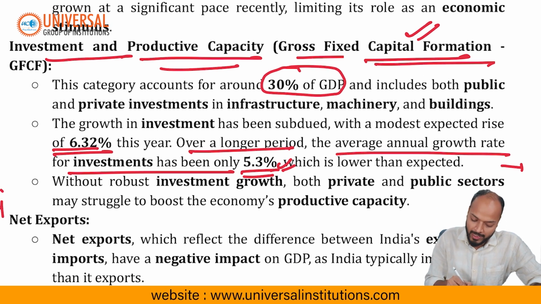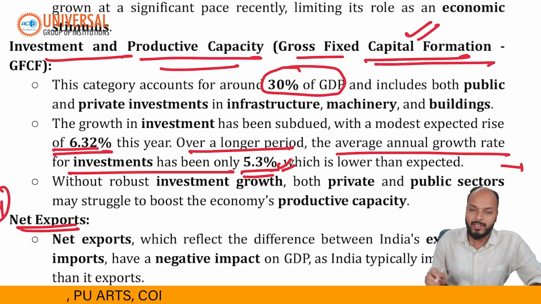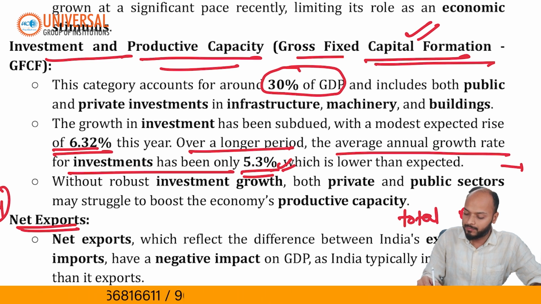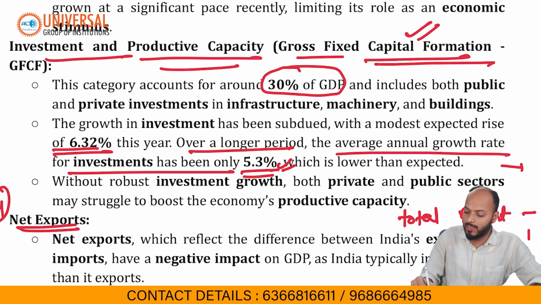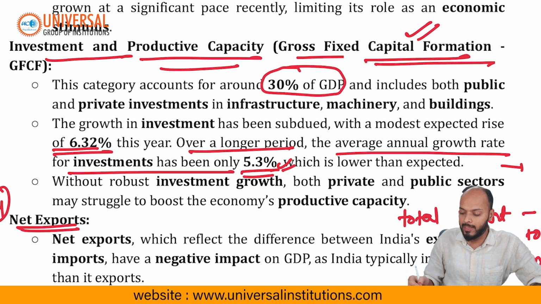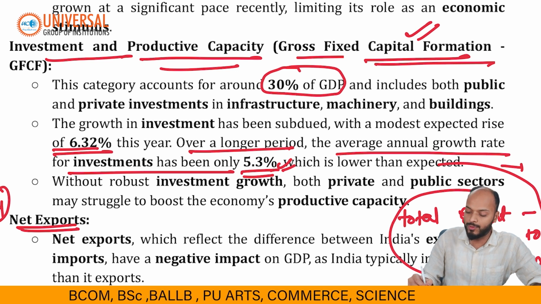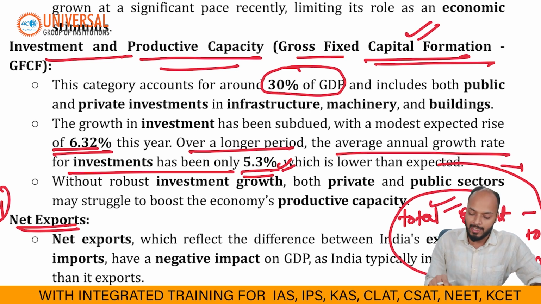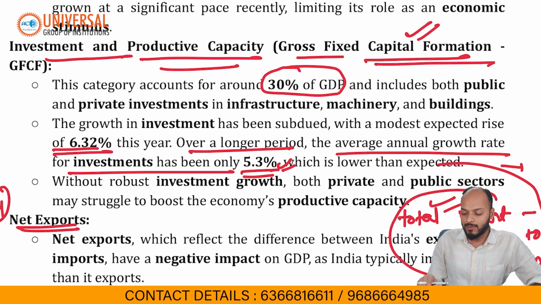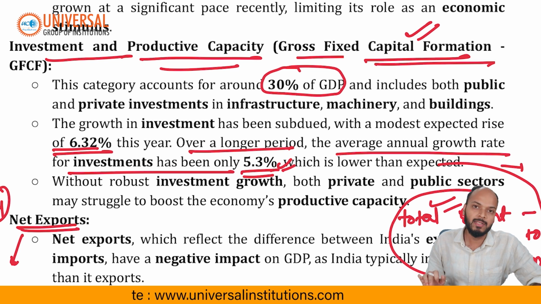And the fourth component of GDP calculation by expenditure method is net export. Net export means total export minus total import, right? In India, the net export is negative, meaning we import more than we export, right? And hence this component, even though its contribution to GDP is very minimal, also lowers our GDP growth rate, right? Because it is negative.